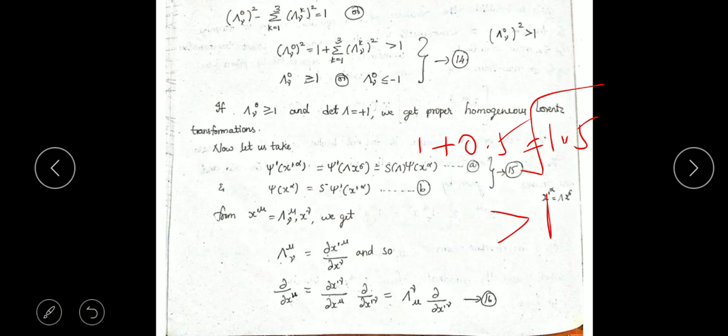So a nu 0 must be greater than or equal to 1, because a nu whole square is equal to 1 plus something, and the square root of 1 plus something is definitely greater than 1. So hence lambda nu 0 is greater than or equal to 1, as well as lambda nu 0 is less than or equal to minus 1. That means minus 1.5 is obviously less than minus 1. If we take the square of this, it would definitely be greater than 1. So minus 1.03 and the like, all of them are definitely less than minus 1. Hence we have lambda nu 0 less than or equal to minus 1.